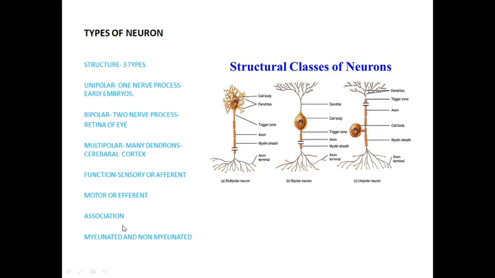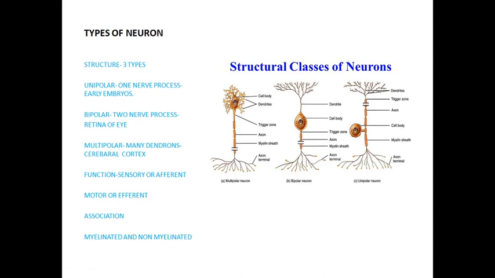Next one is the types of nerve fibers. Based on the covering of the myelin sheath, the nerve fibers are classified into two types: myelinated and non-myelinated. Myelinated means it is covered by the myelin sheath. Non-myelinated means it is not covered by the myelin sheath. Actually, this color is grey and this one is white.